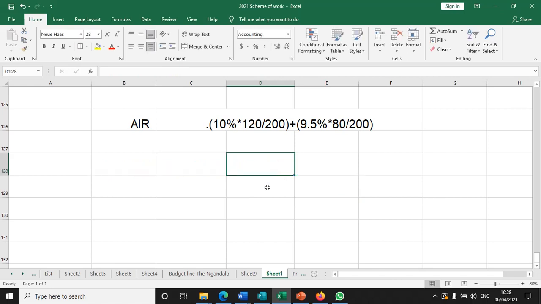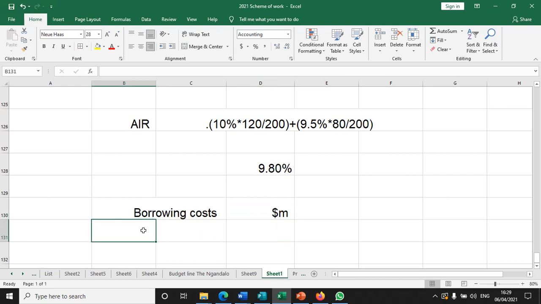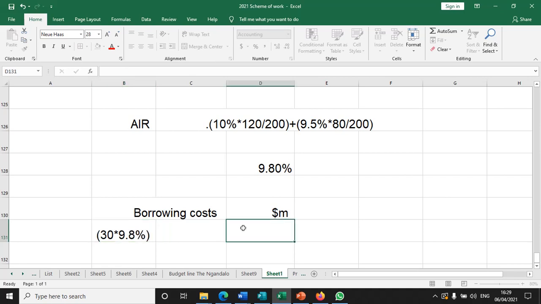If you can manually do this work, you'll find that your percentage that you're getting is about 9.8%, and then we have to apply that to our question. All right, so the 30 million, so you write here borrowing cost. Borrowing cost will be equal to, we have got millions of dollars, so the 30 million principal was drawn down on the first day of the year. So this one is straightforward. It's a 30 by 9.8%.